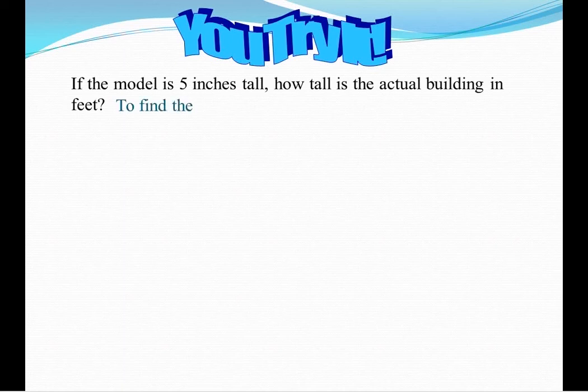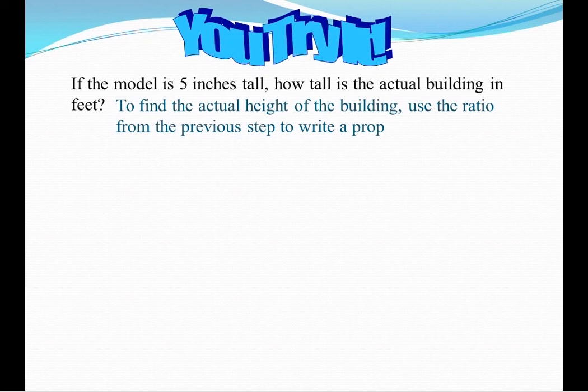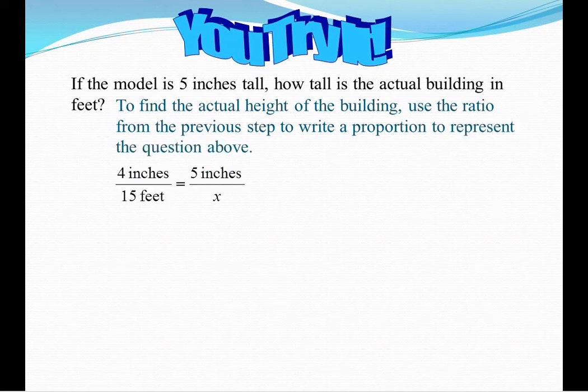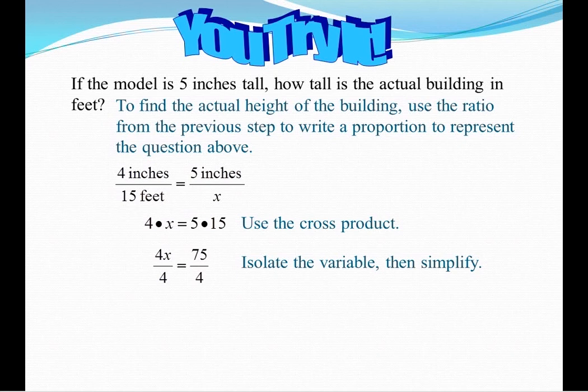Now, if the model is 5 inches tall, how tall is the actual building in feet? To find the actual height of the building, let's use the ratio from the previous step to write a proportion to represent the question above, which will be 4 inches upon 15 feet is equal to 5 inches upon x. Now if you use the cross product property and isolate the variable, we get the answer as 18.75 feet.